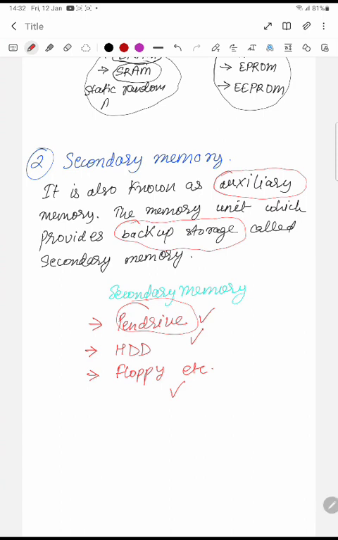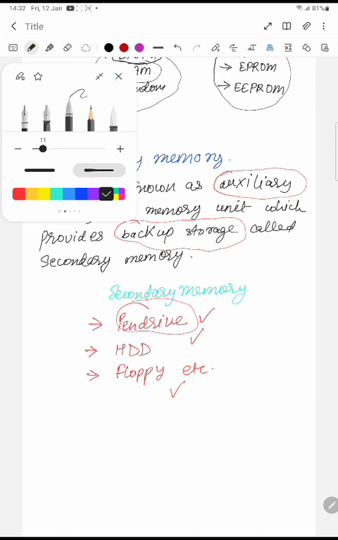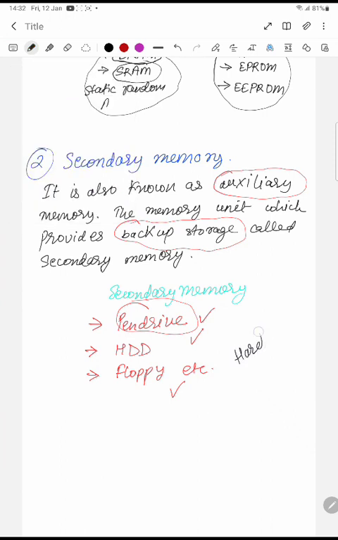So the first type of secondary memory is pen drive, which is an auxiliary or non-volatile memory. Second one is HDD. The full form of HDD is hard disk drive. The purpose of HDD is reading the data, writing the data, and storing the data. It is also a reliable device which can be used for backup as well as normal computer processes.